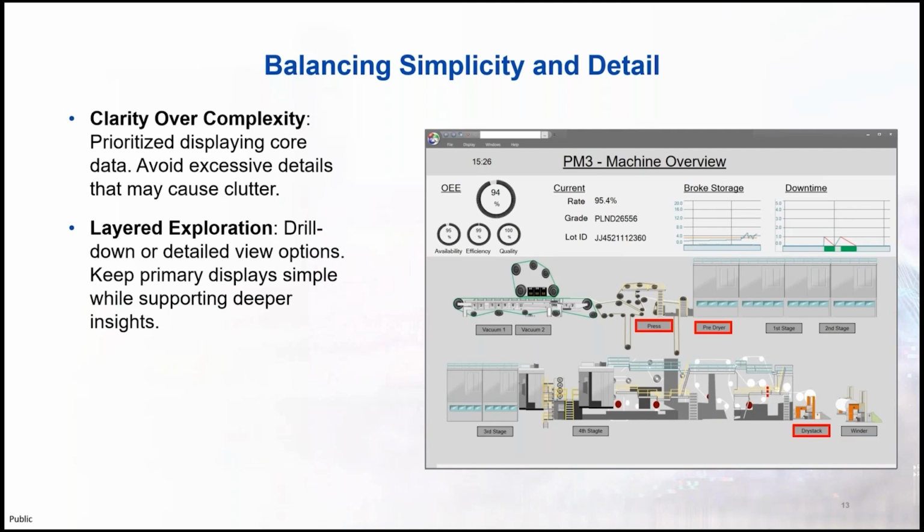So I'm able to see that maybe my press section has an alert that I need to address. I could then click on that press section and expand a drill down view that gives me more information about the press section rather than detailing it all on my overview page.